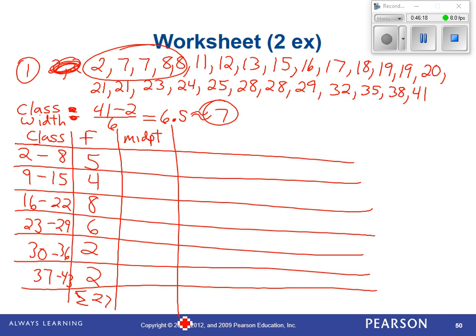Midpoint. How are we gonna find the midpoint of each class? You add the lower by the higher, divide by 2. Add these two, divide by 2. 2 plus 8 is 10, divide by 2, 5. It's always gonna be the same as the frequency, right?